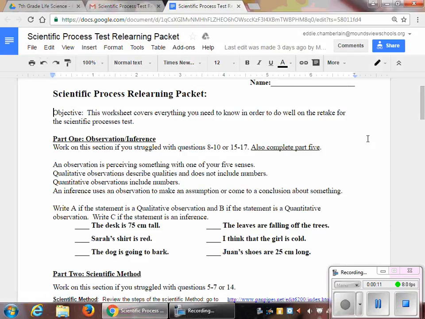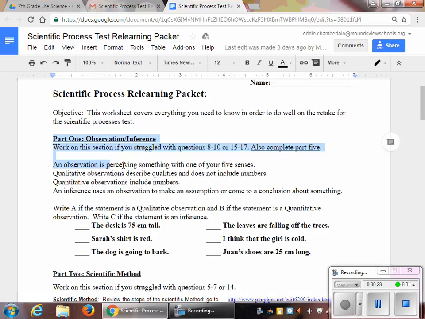What I have here is the relearning packet that I gave you as I sent you to do this. I'm just going to briefly mention each of the parts to be included. Even though it says work on this section if you struggled, I'd like you to do the entire thing. And feel free to pause the video as we go along. If you pause it, then you'll be able to fill it out for each section.